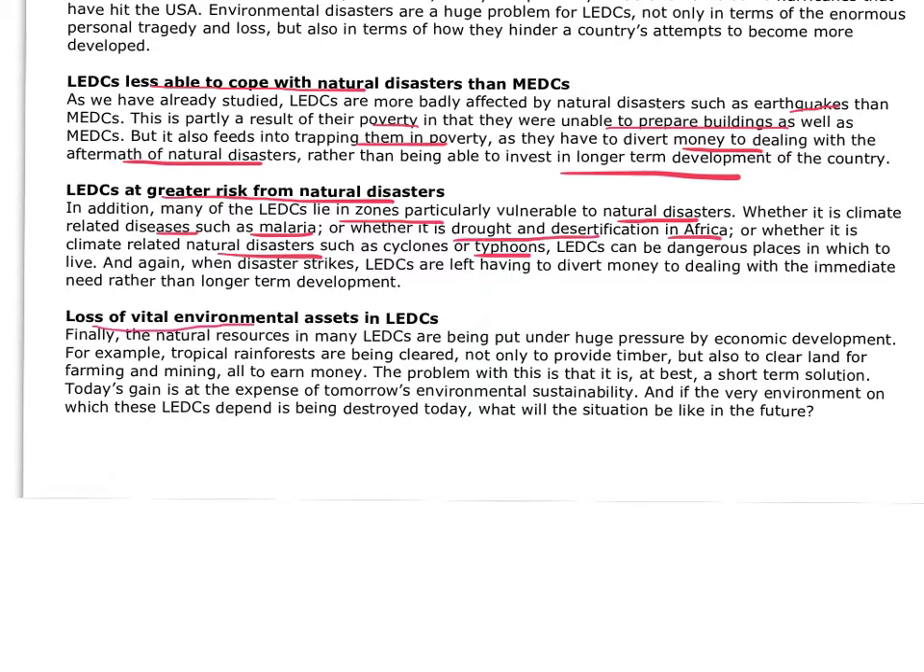Then you've got the loss of vital natural environmental assets in LEDCs. So to generate economic development, they're putting a lot of their natural resources under pressure. So tropical rainforests are being cleared for timber and for land. This is a short-term solution, but it's not environmentally sustainable.